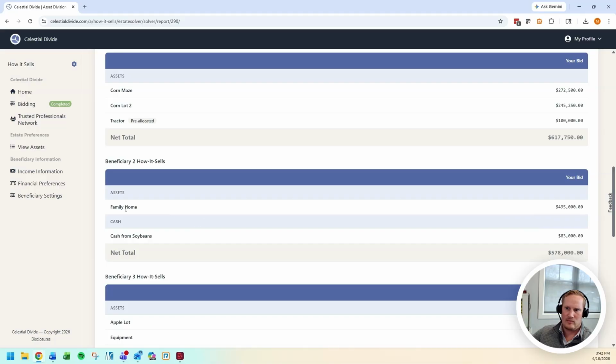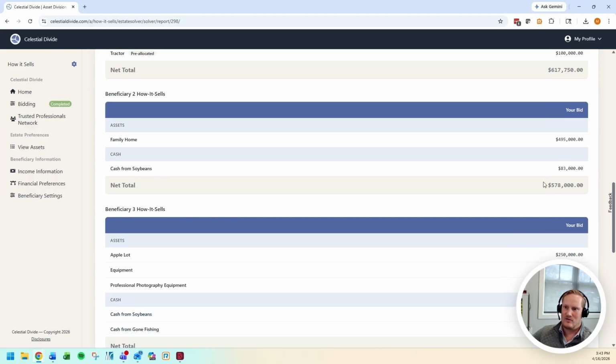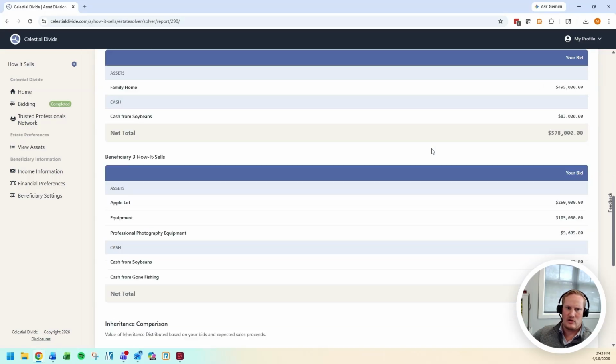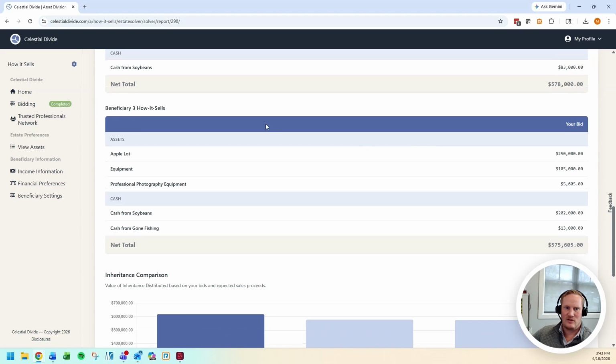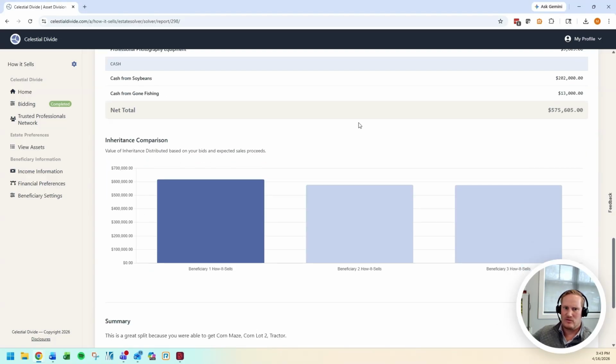We can see that the family home was valued at $495 by them, and the cash from soybeans is simply cash, so they got $578. This makes for a quick and easy comparison. They can look at what they received, $617,750 versus $578. They're already feeling pretty good about what they've gotten as opposed to the others. The Apple lot, again, the value that they have placed on it, and the equipment as well as the photography equipment, cash from other sales and the pond, again, 575, less than what they've received.